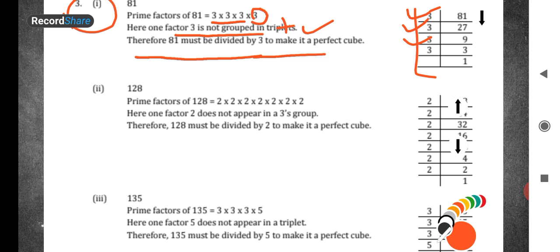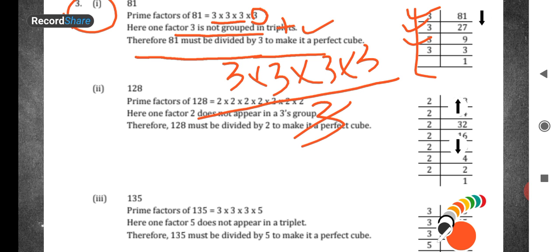Suppose the factors of 81 are 3 into 3 into 3 into 3, isn't it? If you divide this by 3, this 3 will get cancelled. So what will remain? 3 into 3 into 3. Now 3 into 3 into 3 is 27, and 27 is a perfect cube. Understood? So whatever number is left over without making a triplet group, that number we have to divide out. Understood? Now come to the next question.